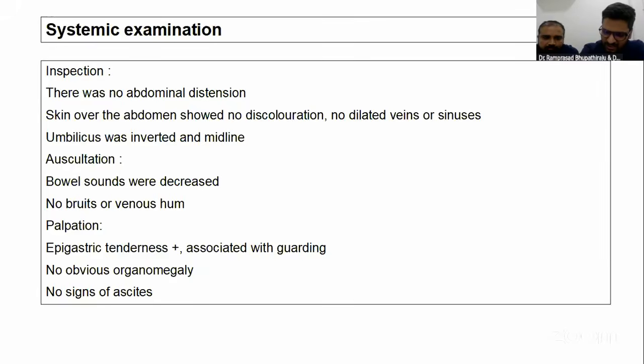But considering his very early presentation, that is within 2 to 3 hours of onset of abdominal pain, he may not be well into that SIRS response yet, inflammatory response. So that also probably explains the heart rate being not so high, less than 110. So yeah, please proceed here.